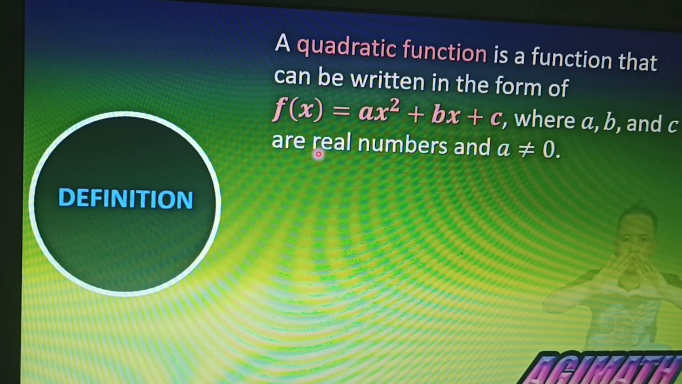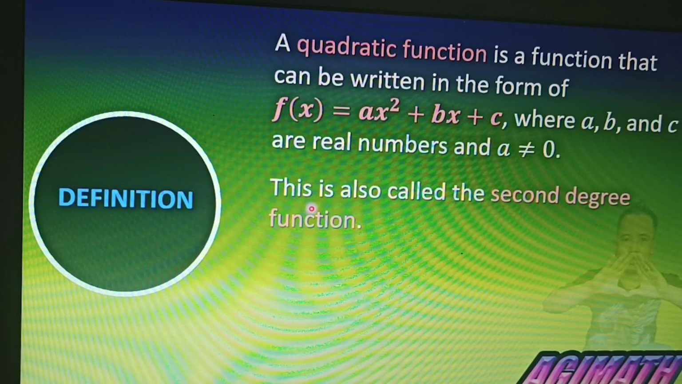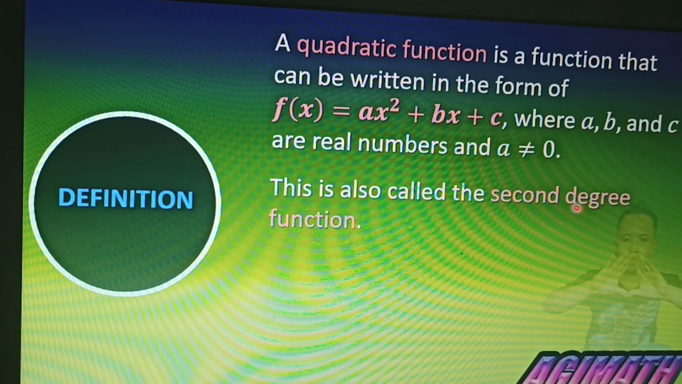So again, why is it called quadratic? Because this is also called a second degree function. What do we mean by second degree? I think you already know that when we say second degree, you just look at the exponent, and the highest exponent should be 2. If that happens, then we have a function of second degree.